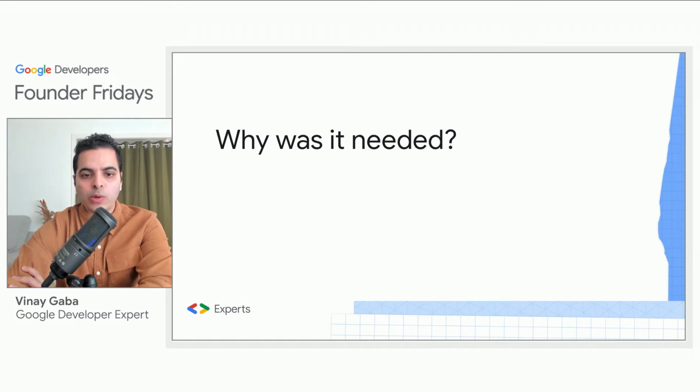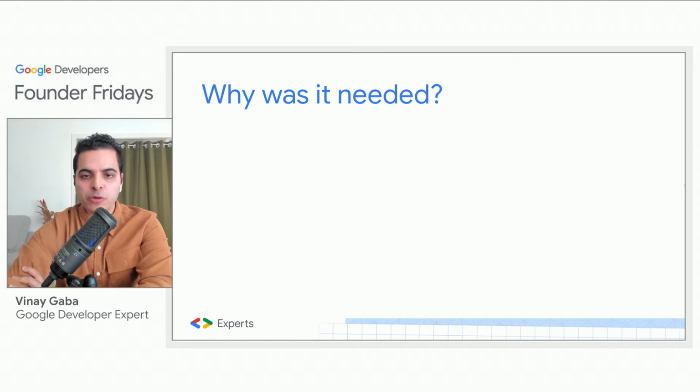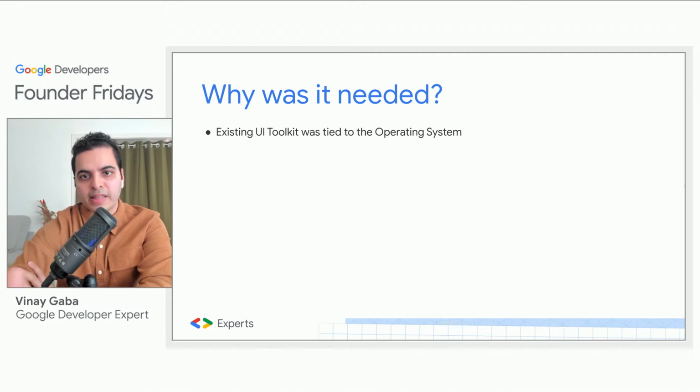All right, so let's talk about the why. Why was a complete rewrite even needed? There were a few factors that led to this decision. The first one was that the existing UI toolkit, which is the view system, was tied to the operating system itself. And what I mean by that is that you might have heard of Android releases, for example, Android KitKat or Android Oreo. The existing view system that we were using as Android developers used to be embedded in the operating system. The problem with this, though, is that the release cycles are much slower. And so people have to wait for these releases to go out.